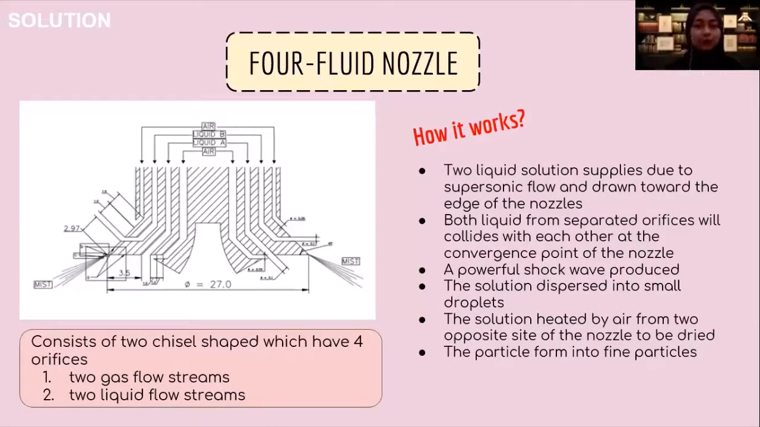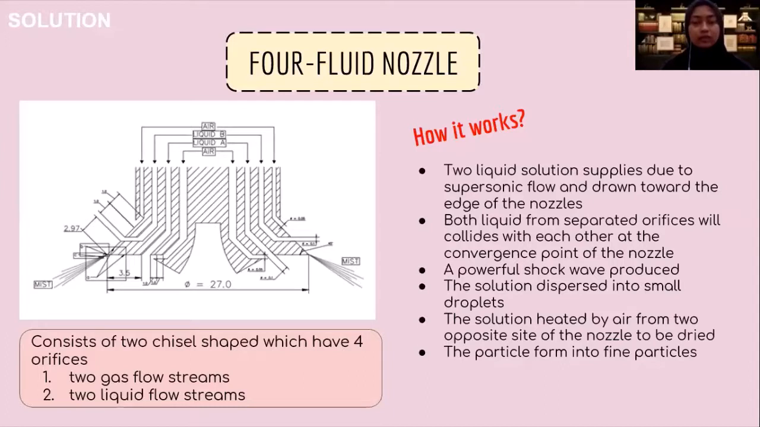So for the improvement, we choose to improve the atomizer for the spray dryer, since the atomizer is the most important thing in the system, which we change from 2 fluid nozzle to 4 fluid nozzle. This is our design for the 4 fluid nozzle, which consists of 2 chisel shapes, which have 4 orifices, 2 gas flow streams and 2 liquid flow streams.